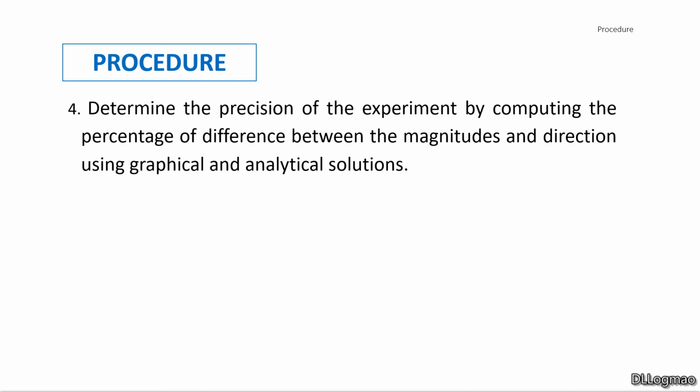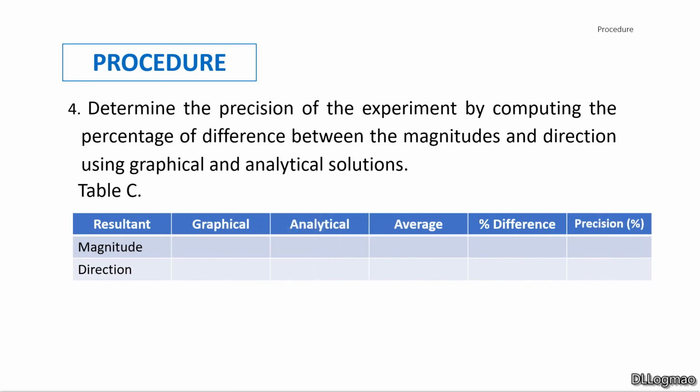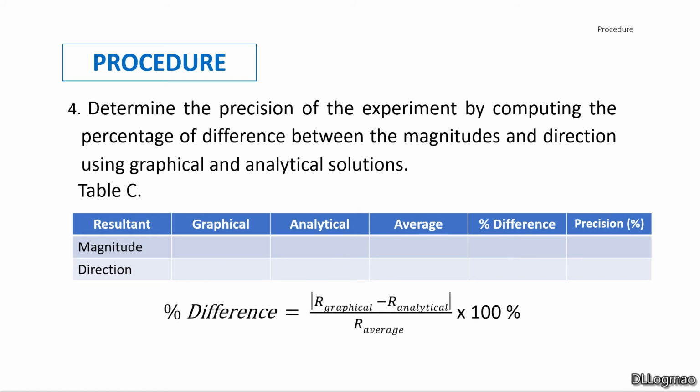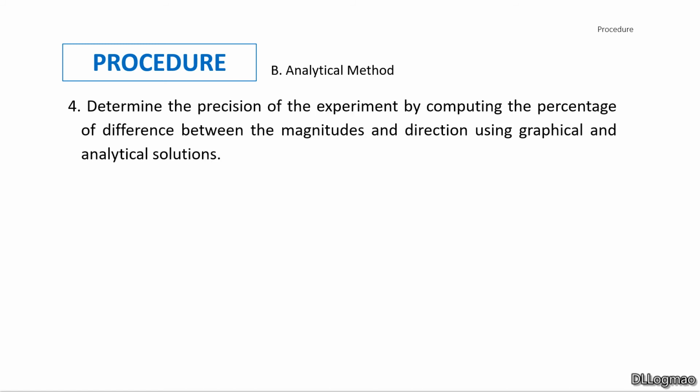Determine the precision of performing the experiment by computing the percentage of difference between the magnitudes and directions using the graphical and analytical solutions. Record in the table C. This is the table. This is the formula for the percent difference. And this is the precision formula. After computing, this is the result.